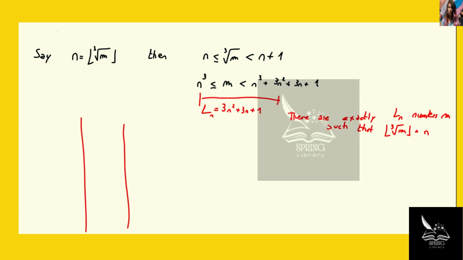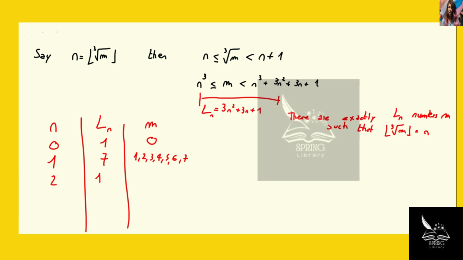So just to make it clear, let's list these numbers. Let's say n is 0, then L_n, you just compute it by substituting n, is 1. And in fact, there is only one value of m such that the floor of the cubic root of m is 0, and that's 0. Similarly, if n is 1, there are 7 numbers that do the job. And of course, those are 1, 2, 3, 4, 5, 6, and 7. That are exactly the numbers between 1 included and 8 excluded.